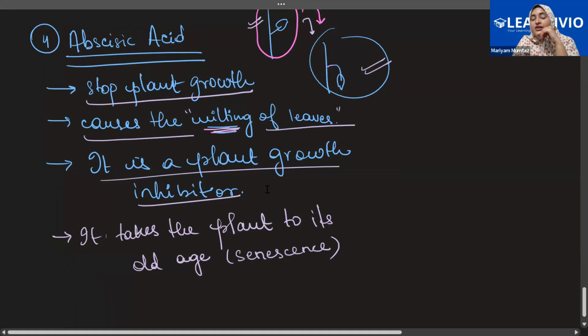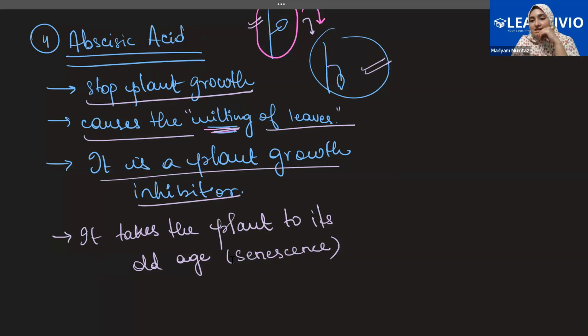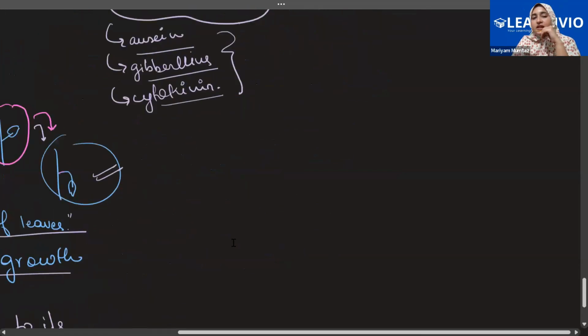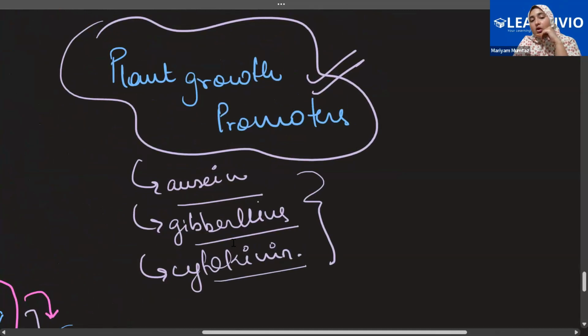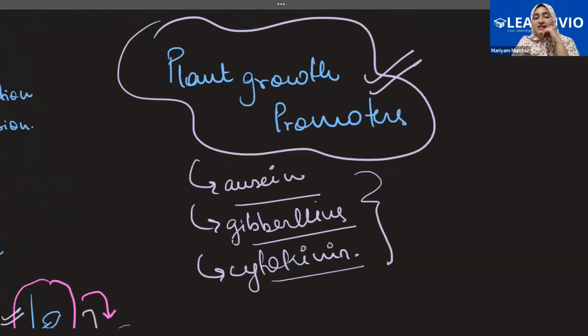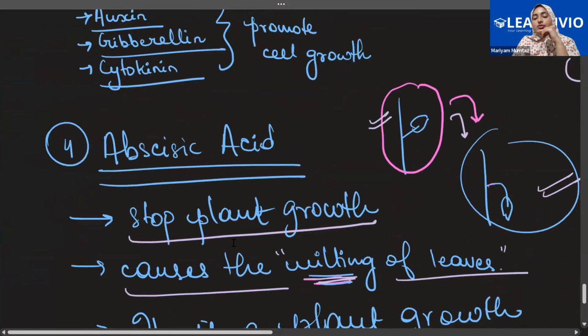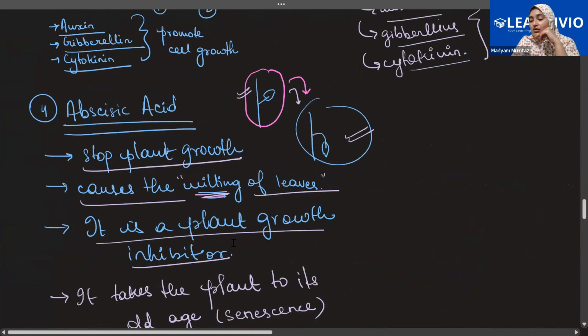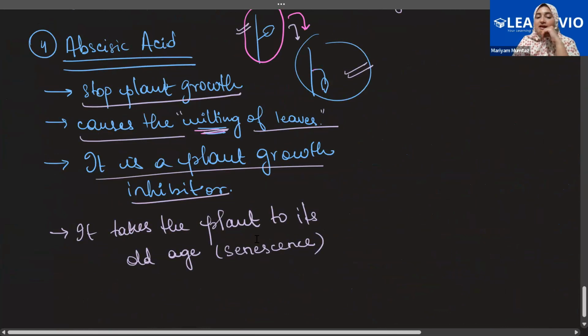Now, it takes the plant to its old age. See, old age is the term that we use for us humans. For plants, it is senescence. Senescence means old age of plants. So, abscisic acid is that hormone which is responsible for the growth of the plant in terms of old age. It is a plant growth inhibitor. Now, the first three hormones that we talked about, auxin, gibberellin, cytokinin, are the plant growth promoters because they cause growth in the plant in one way or the other, whereas abscisic acid retards the growth of the plant. So with this, we have actually discussed all the different kinds of plant hormones. Any doubts up until now? Everything is clear?